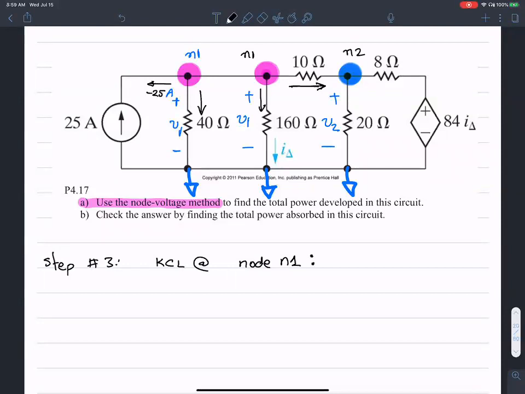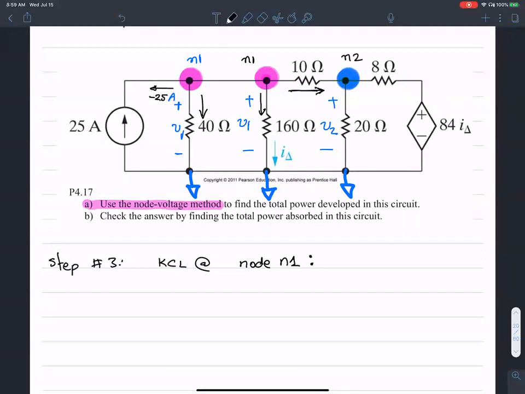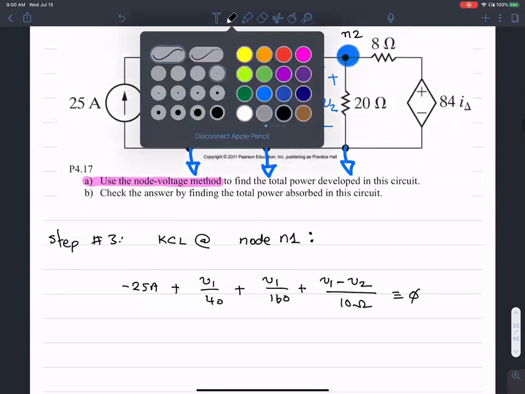If I can summarize, thank you for doing that. I want you to lead the discussion here, because you can explain it in a manner that your classmates can relate to. So there's one current going left, negative 25 amperes, plus the current going south through the 40 ohm resistance, V1 over 40, plus the current going south in the 160 ohm resistance, V1 over 160, plus the current going left to right, V1 minus V2 over 10 ohms. Is that what you have? Yes, V1 minus V2 over 10. So that's KCL at node V1. What's the next step?